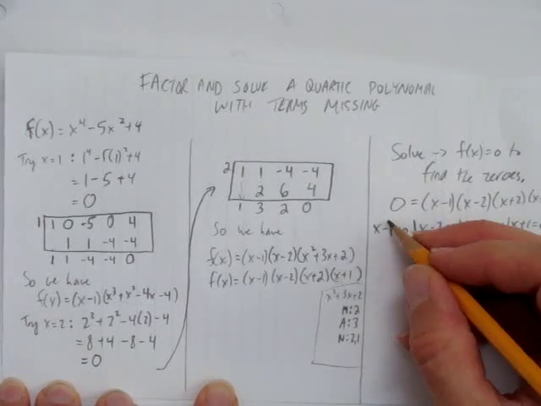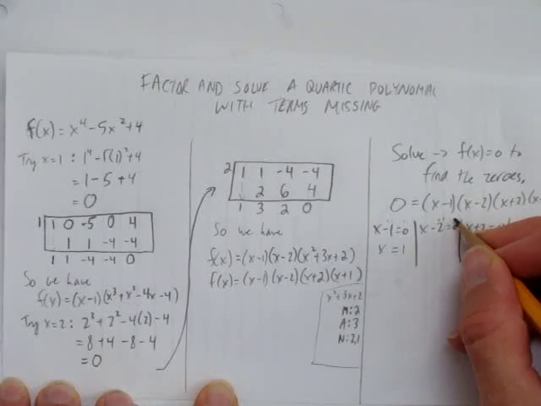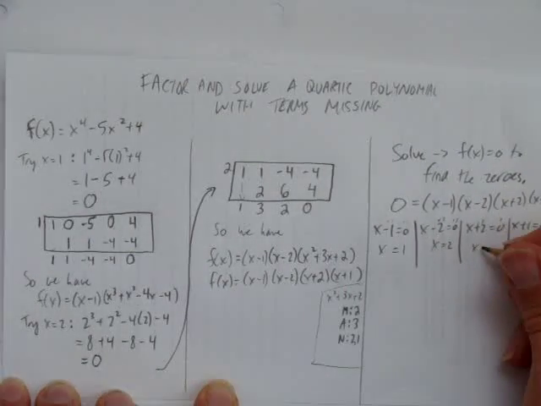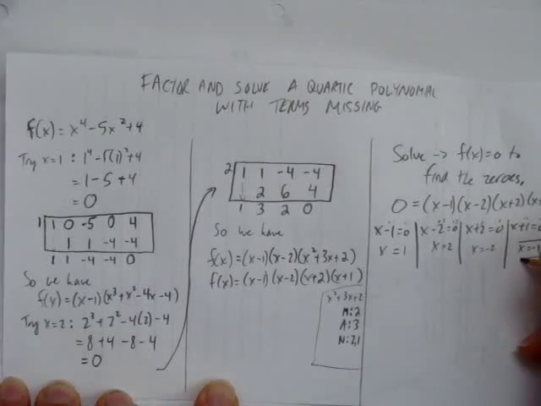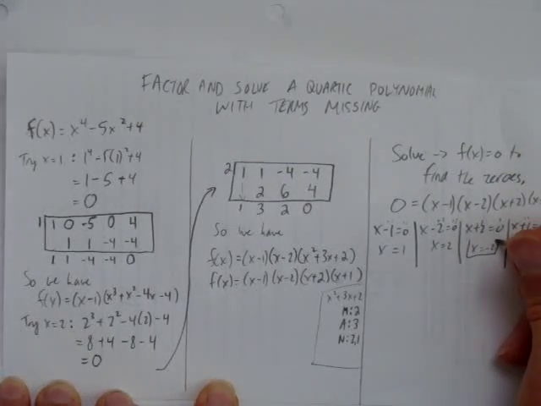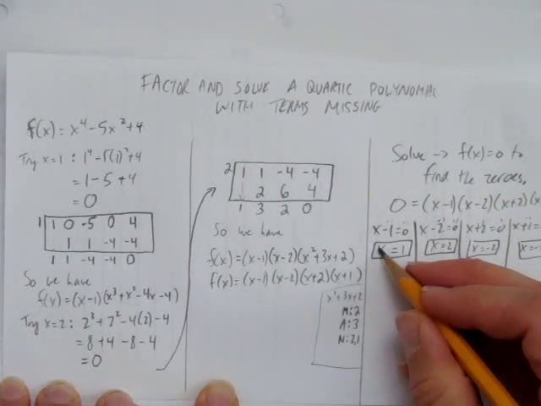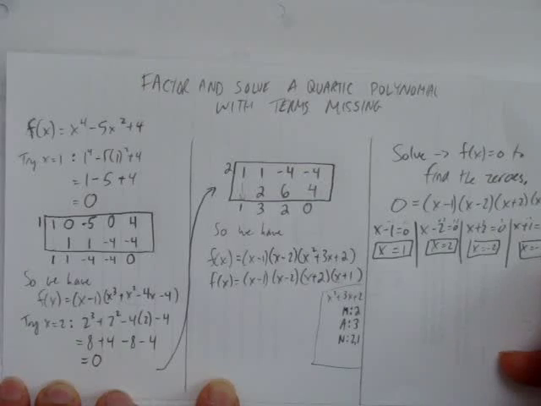Get this negative 1 to the other side just by adding 1 to both sides, and you get x equals 1. Add 2 to both sides here, and you get x equals 2. Subtract 2 from both sides here, and you get x equals negative 2. And then finally, subtract 1 from both sides here, and you get x equals negative 1. And those are your 4 answers. You put little boxes around them so the marker can easily find them. X equals 1, x equals 2, x equals negative 2, and x equals negative 1.